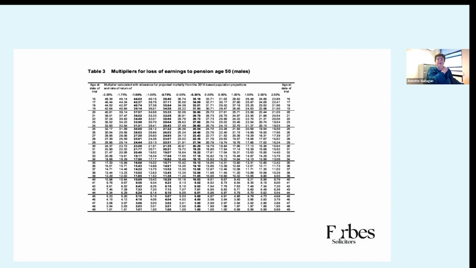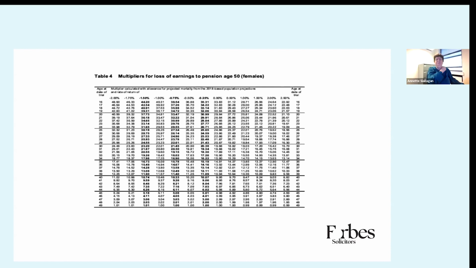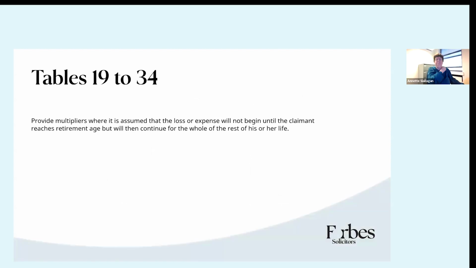So that's table 3, which is assuming that someone's going to retire at age 50, a male. So you would use the age at date of trial on the left-hand column there and apply the appropriate discount rate to find your basic multiplier. And that's the same for table 4, but for females.